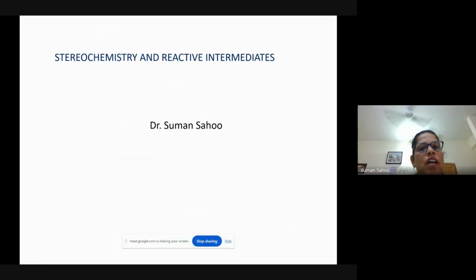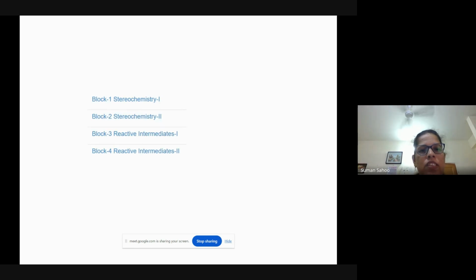Okay, so I will be teaching stereochemistry and reactive intermediates. In this course, you have 4 blocks. Block 1 and block 2 consist of stereochemistry, and block 3 and block 4 consist of your reactive intermediates. So today we will start with your stereochemistry. And stereochemistry, you know, is the chemistry of mostly the stereoisomers.